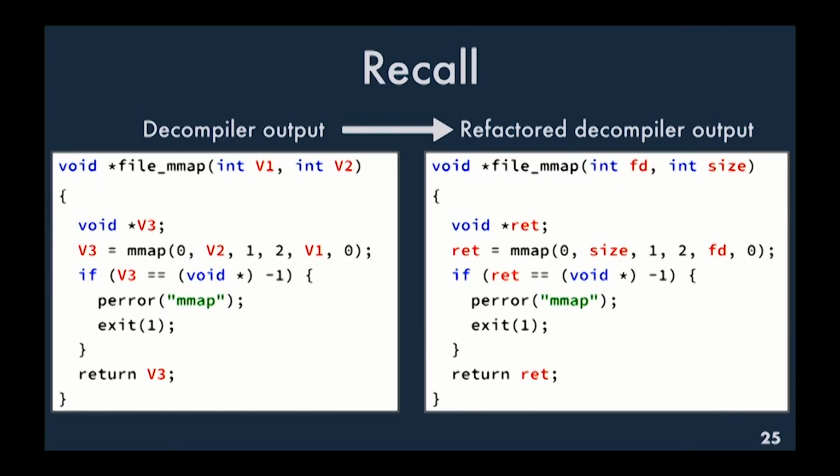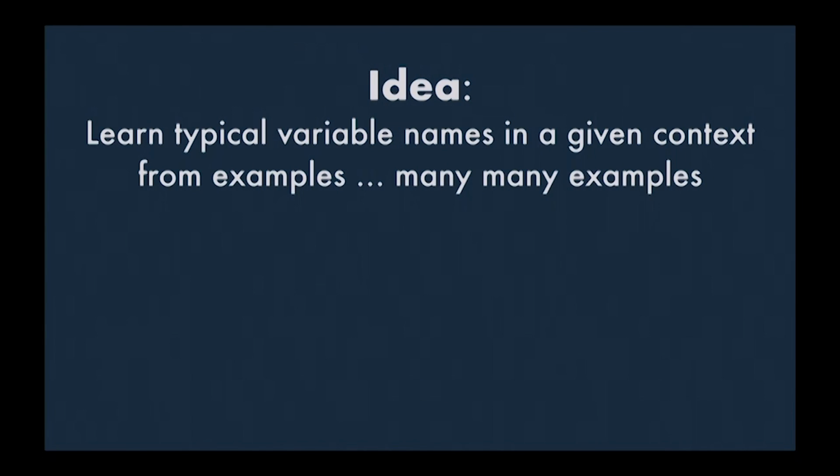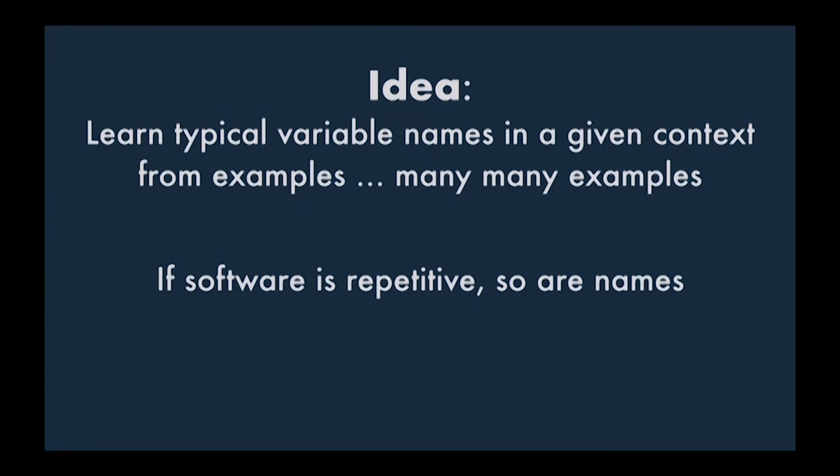And that's what we've been working on. Remember, we're trying to solve this problem: automatic refactoring of decompiler output from something that doesn't have any meaningful names to something that does. So the idea here is, we could learn variable names in a given context from many, many examples. If we've seen enough examples, maybe we can just learn what natural names are given that specific context. And if software is really repetitive, then probably so are names. Probably names are also very repetitive in a given context from many examples. So that's what we're doing.